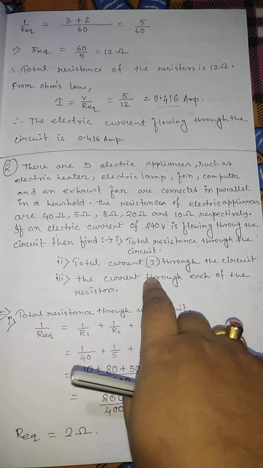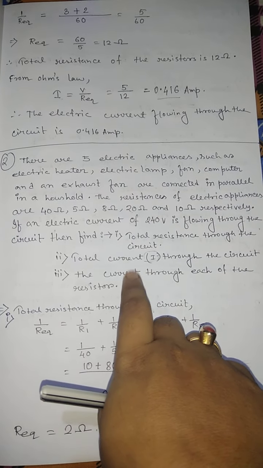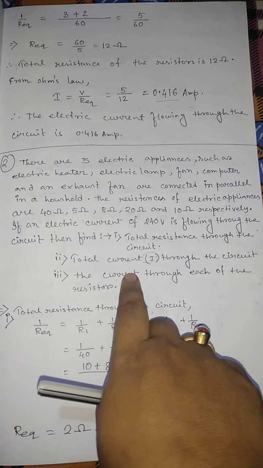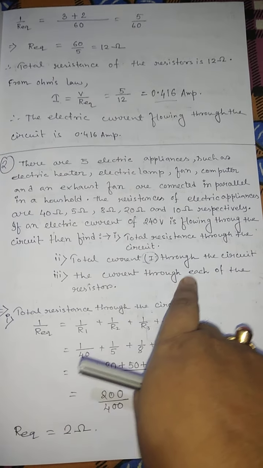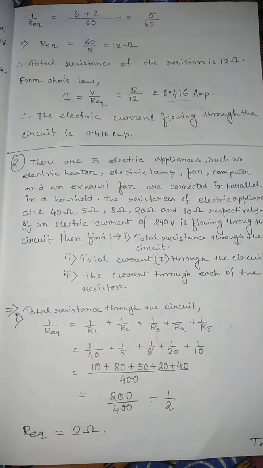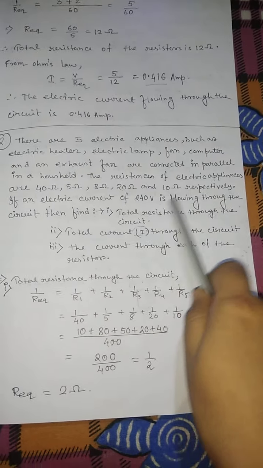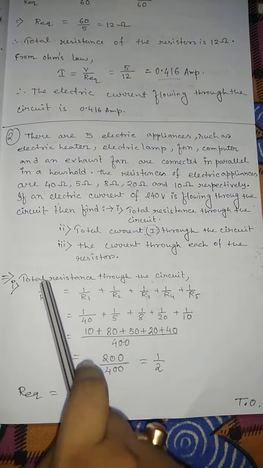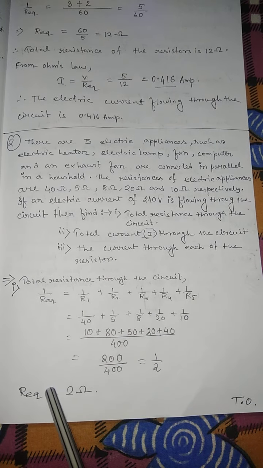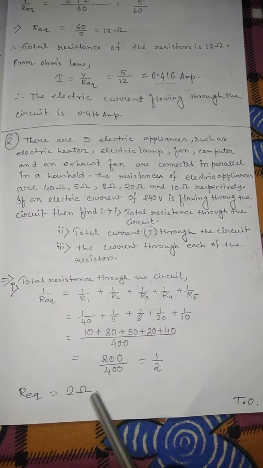Then how do we understand whether the result is correct or not? Whatever answers we get, if we add all those currents, the sum will be equal to the total current. So let's take the first one, this is the formula. We put the values, so we get the total resistance of this circuit as 2 ohm.